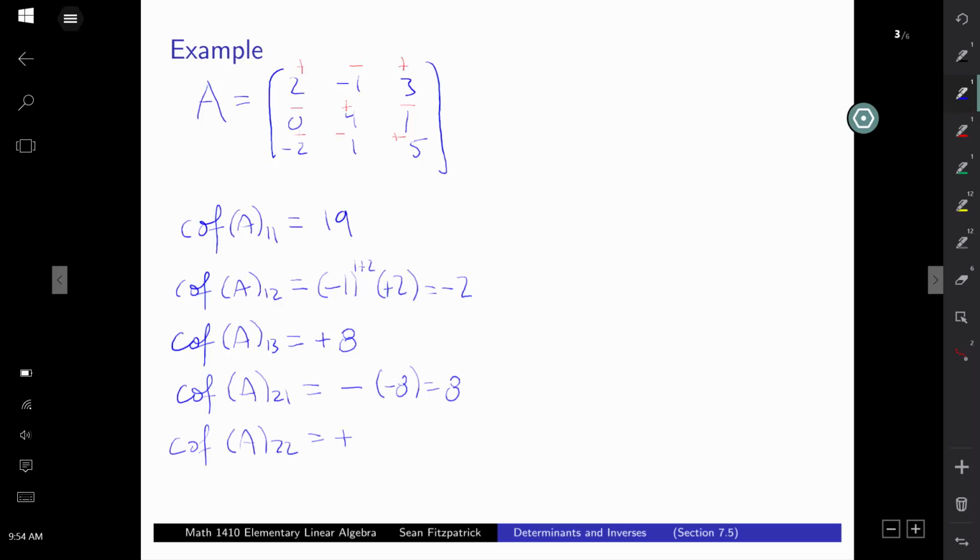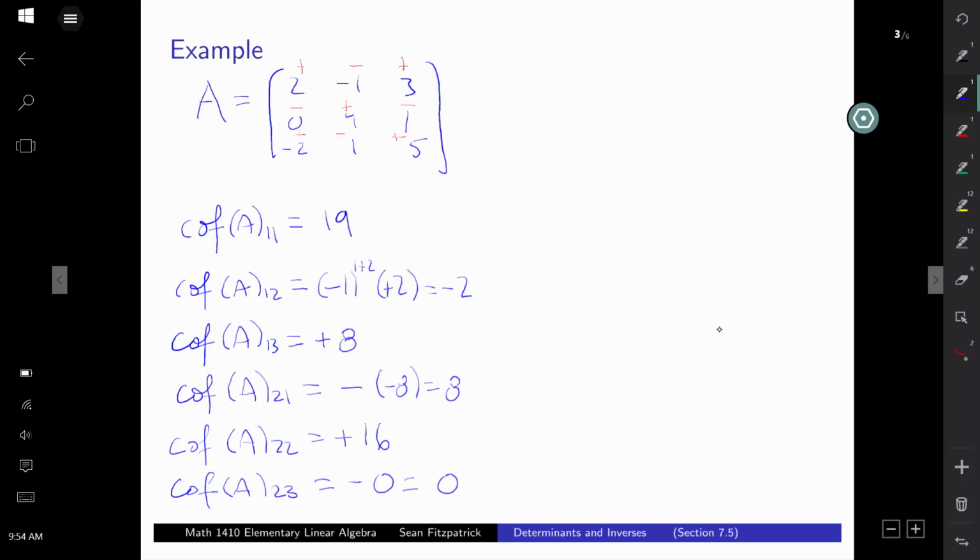The 2, 2 cofactor has a plus sign out front, and if I delete row 2, column 2, I'm left with the entries on the outside, so 2 times 5 is 10, 3 times minus 2 is minus 6, 10 minus minus 6 gives me 16. The 2, 3 cofactor, so I'm deleting row 2, column 3: 2 times 1 is 2, and then minus 1 times minus 2 is also 2. So it's 2 minus 2, which gives me 0. There is a minus sign out front for this one, but it's 0. So minus 0, of course, is just 0.